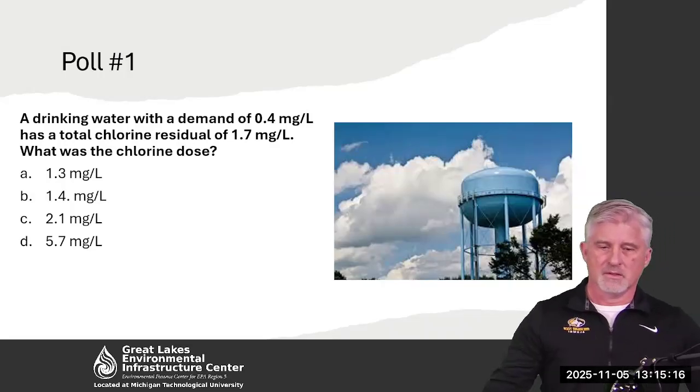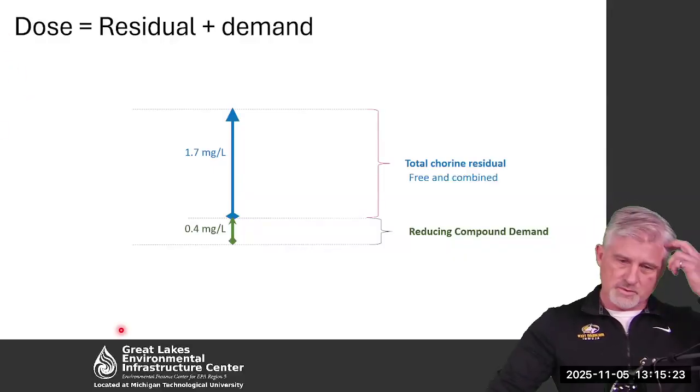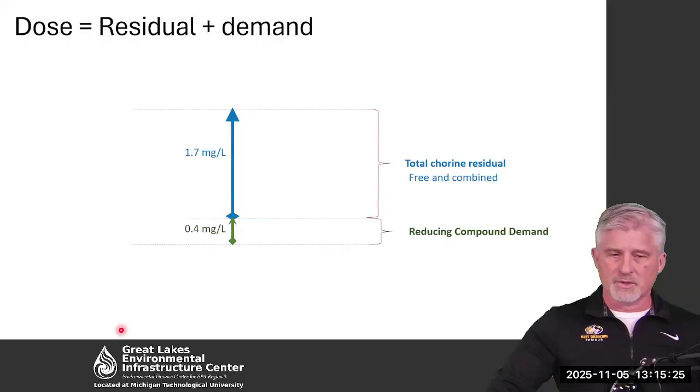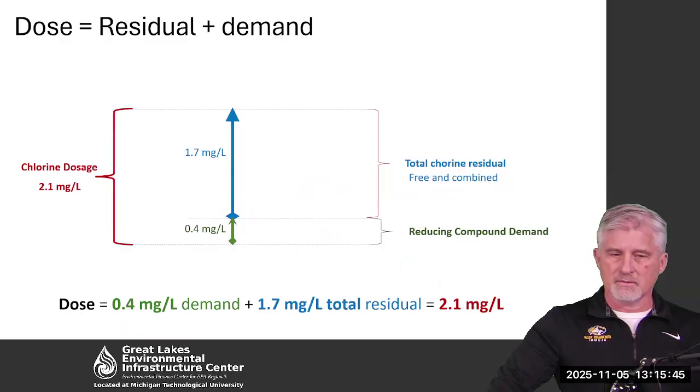So let's look at this. We have our total chlorine residual of 1.7 parts per million. We have a reducing compound demand of 0.4 parts per million. So our dose is going to be equal to our reducing compound demand plus our total chlorine residual. That's our free and combined. And so we get an answer of 2.1. So I guess the majority had the right answer.